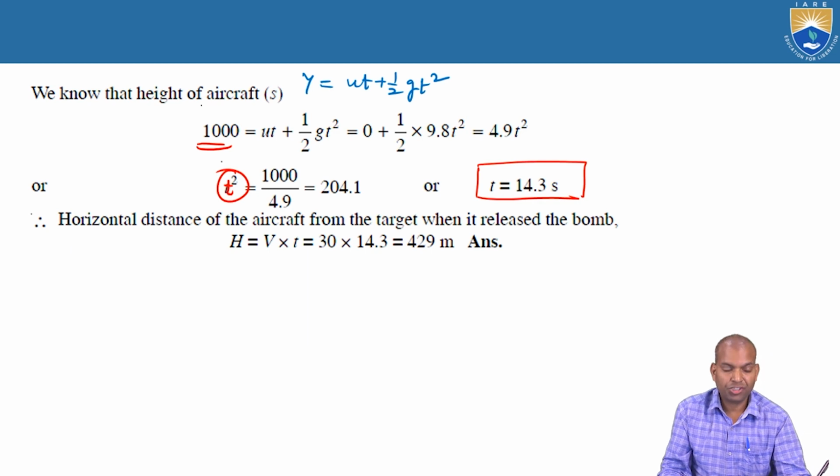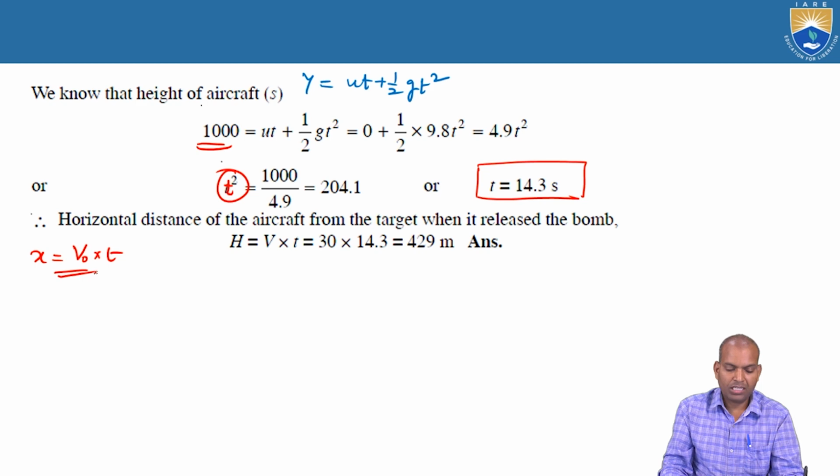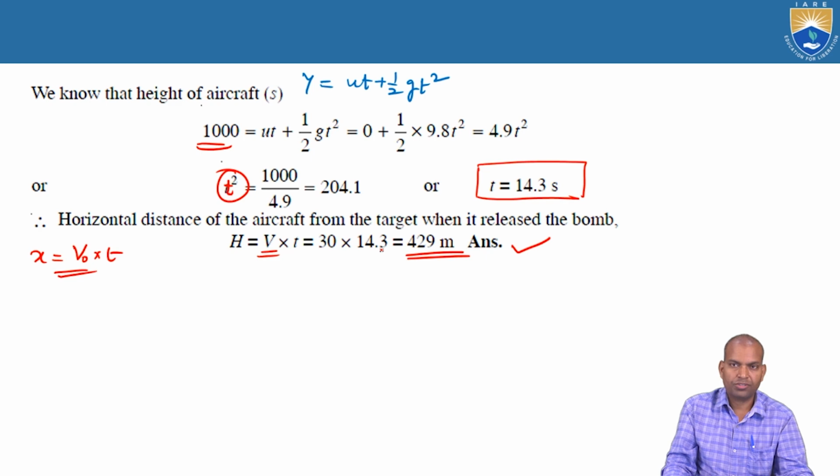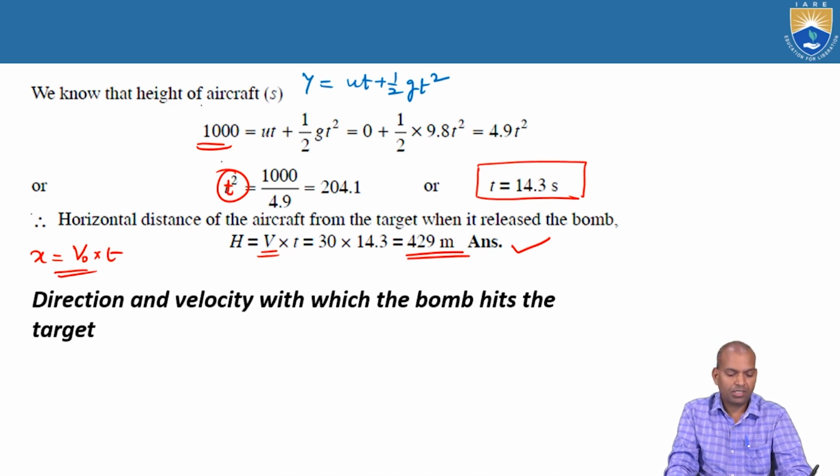What about the horizontal distance? The horizontal component x equals v naught times t. What is v? It is 30 meters per second. So that is 30 meters per second times t. Substituting the time t equal to 14.3, it becomes 429 meters. The next objective is the direction and velocity with which the bomb hits the target.